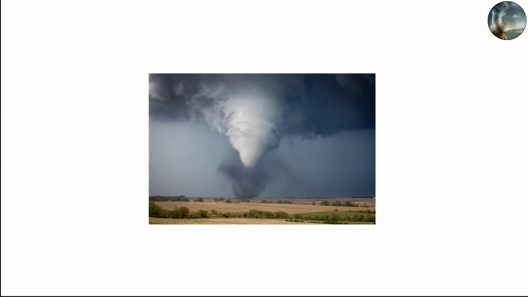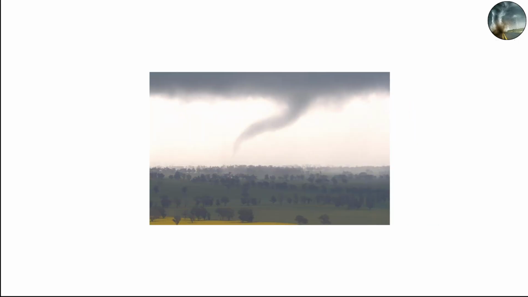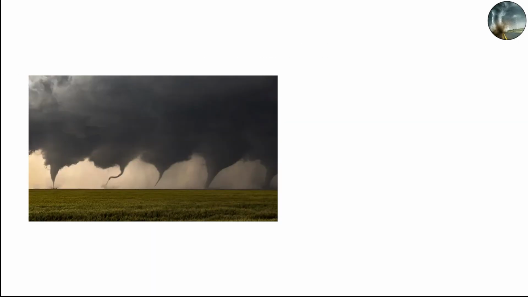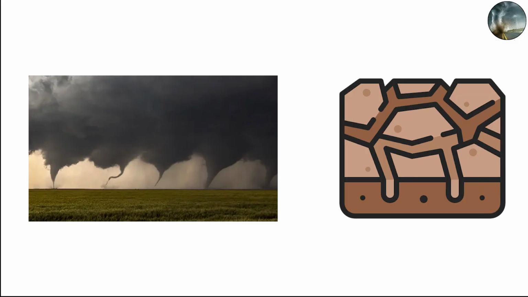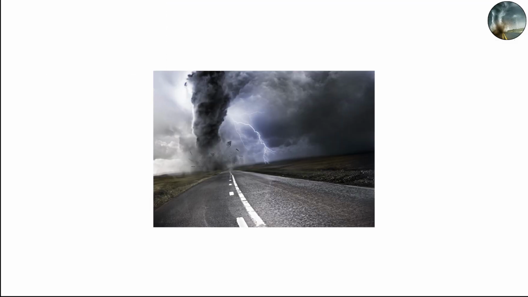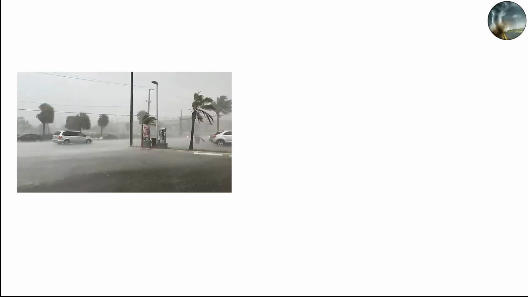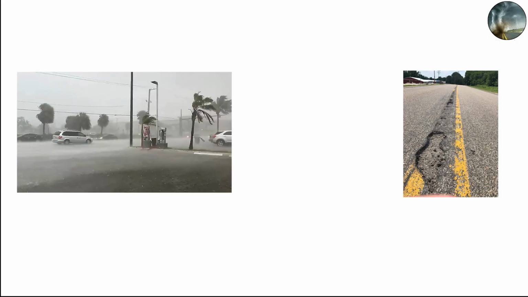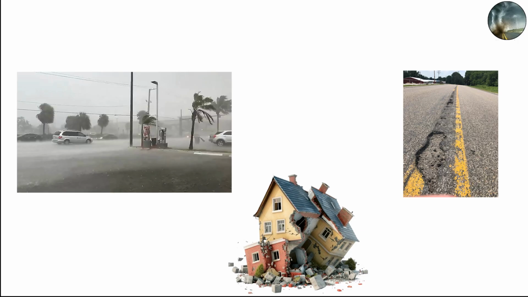Tornadoes vary widely in size and strength. Some are just a few dozen yards across and last only a few minutes. Others can grow to over a mile wide and stay on the ground for hours, cutting paths of destruction over 50 miles long. The most powerful tornadoes can produce winds exceeding 200 miles per hour, 320 kilometers per hour, strong enough to lift cars, strip asphalt from roads, and demolish well-built homes.